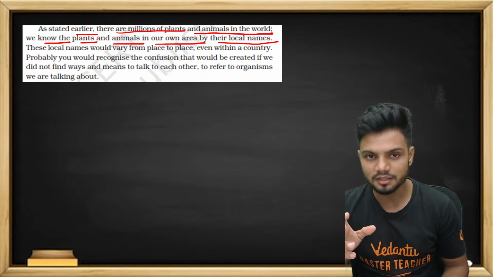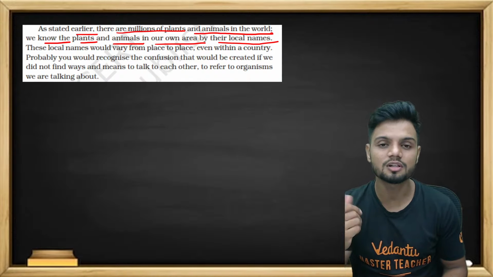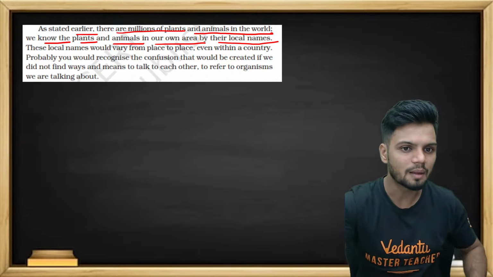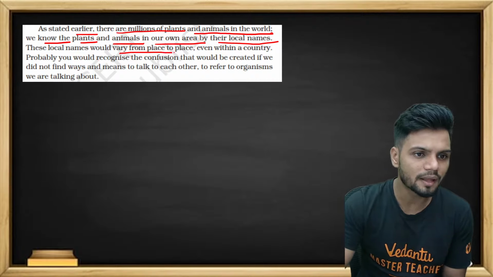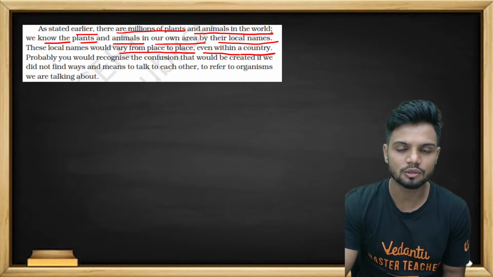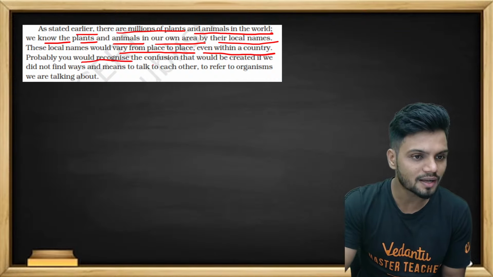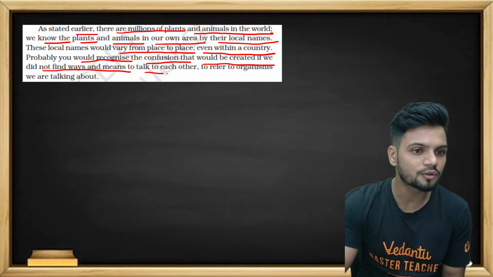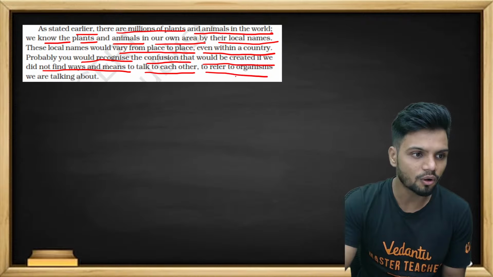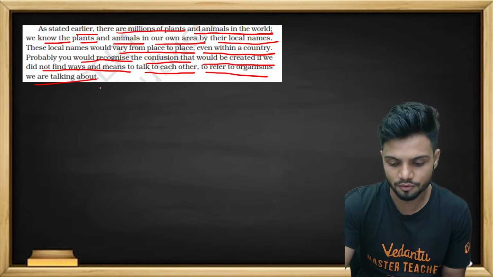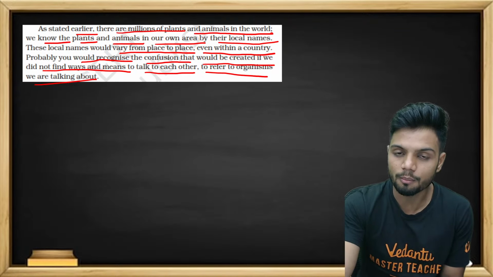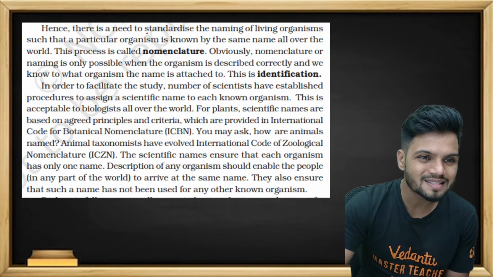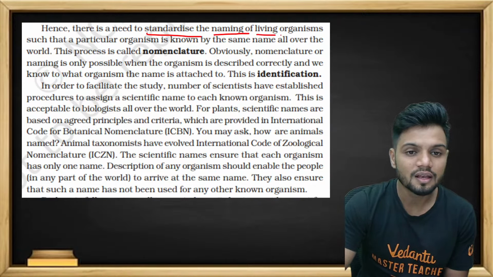For example, if you go to Germany, they'll call something else. Go to Italy, it'll be called something else, right? In their own language, right? So, what will happen is in local name, these local names would vary from place to place, even within a country. I told you, South India, vary. Probably you would recognize the confusion that we have created if we did not find a way to talk to each other, to refer to an organism that we are talking about. So if you do not have a proper way to tell, if you don't have a common name, you'll always be confused, right? Hence, there is a need of standardizing the naming of living organism.